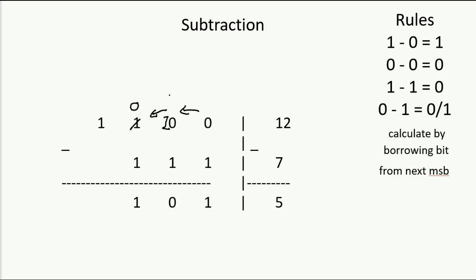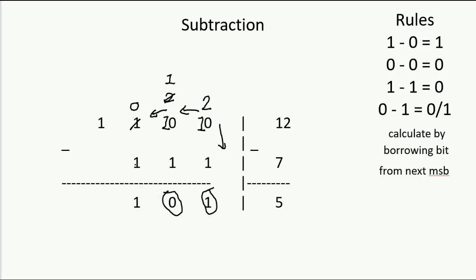That 10 is going to be considered as a 2. This bit also gives the borrow to its right-hand side bit, so this 2 is going to be reduced to 1. That 1 will come over here, so that 10 is going to be 2 over here. Now if we do the subtraction, 2 minus 1, our final answer is 1 over here. If you are doing 1 minus 1, our final answer is 0 over here.